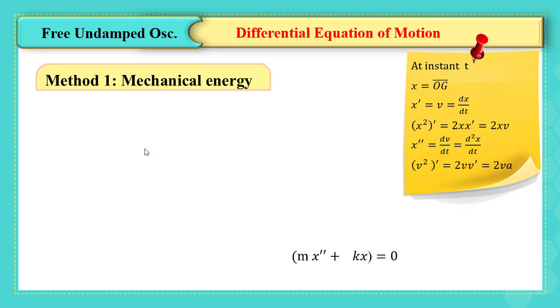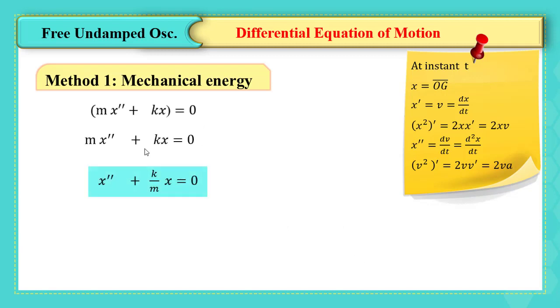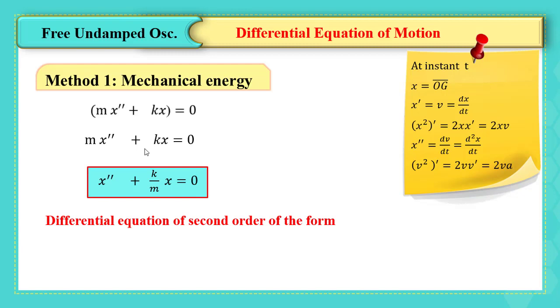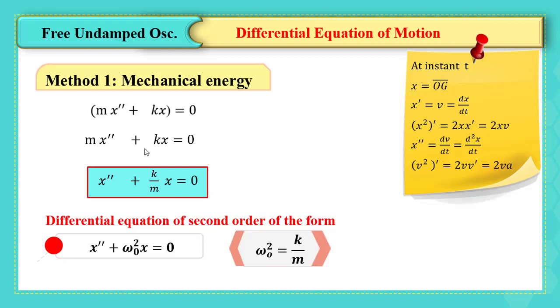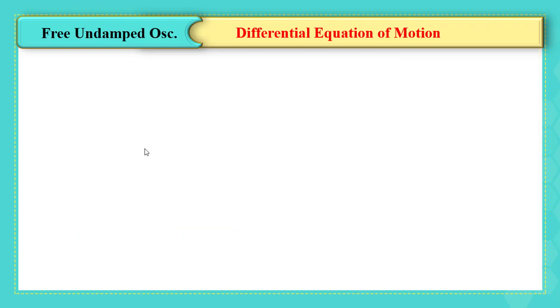This equation then can be written as x double prime plus k over m x equals 0. This differential equation is of second order and of the form x double prime plus omega 0 squared x equals 0, where by comparison it shows that omega 0 squared equals k over m. This method should be studied very well.